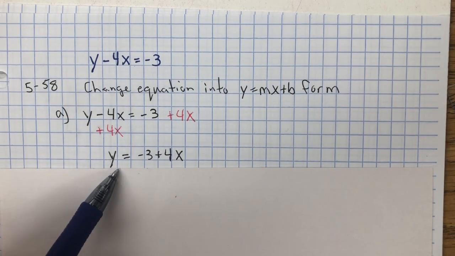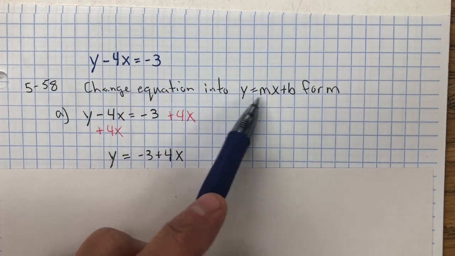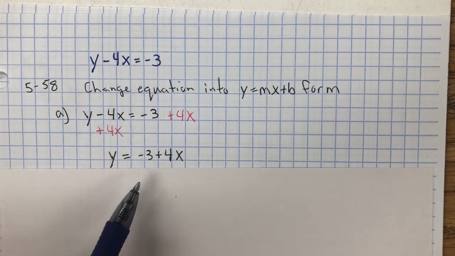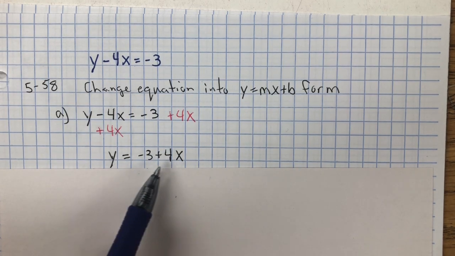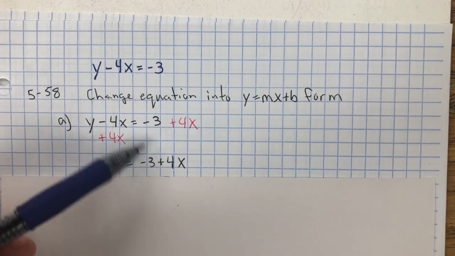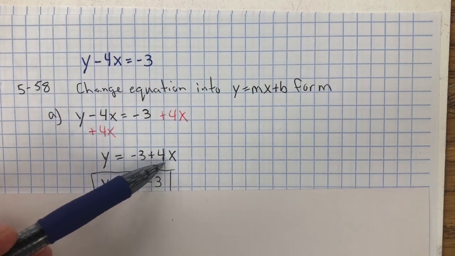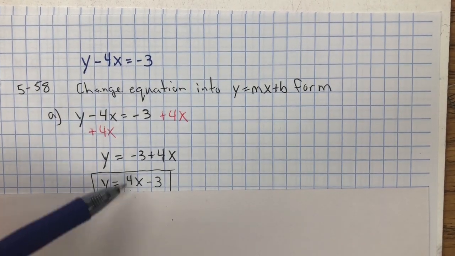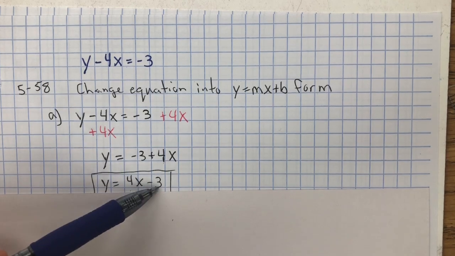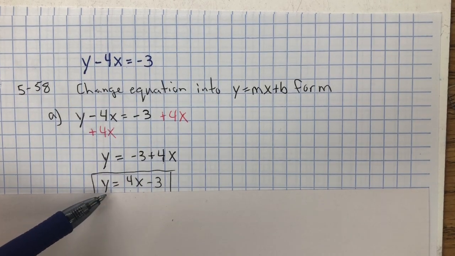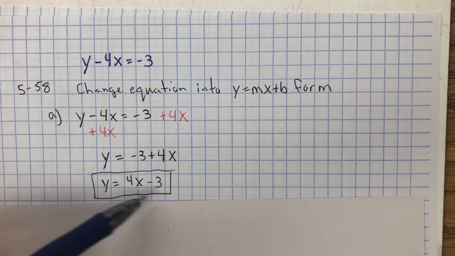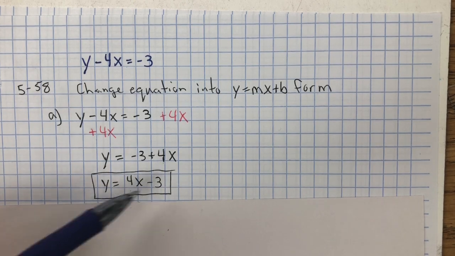Now I have y by itself, but it's not in y equals mx plus b form. So I'm going to use commutative property of addition, and I'm going to move the positive 4x here and negative 3 here. So now it's in slope-intercept form, y equals mx plus b, or y equals 4x minus 3.